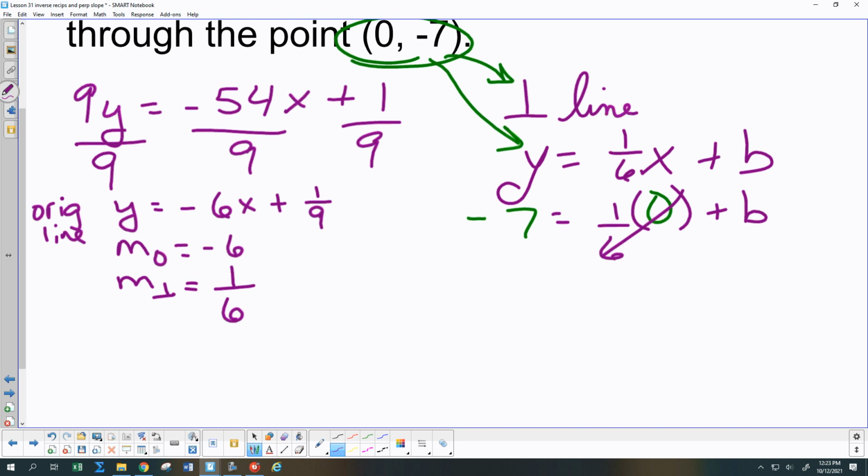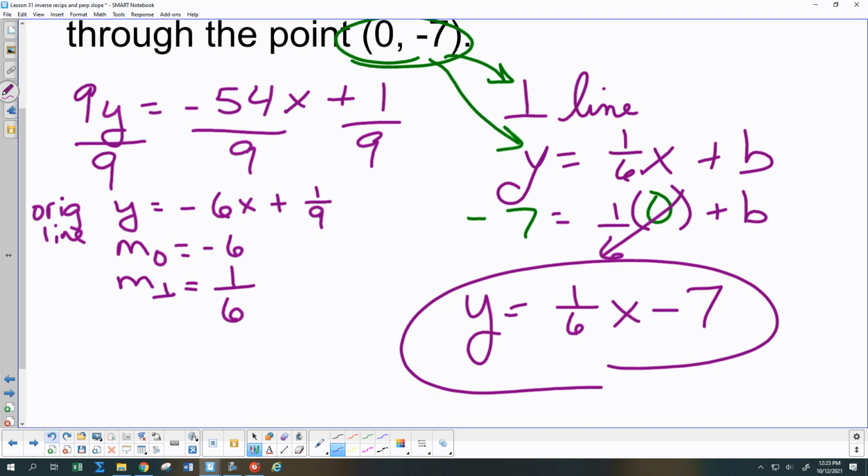Write the final answer for the perpendicular line. Stick with the 1/6 for the perpendicular slope. Do not go back to the negative 6. Y is mx plus b. So y equals 1/6 x minus 7. How about that one? How do we feel about that one? Anybody with questions, concerns, or anything at all on that one?